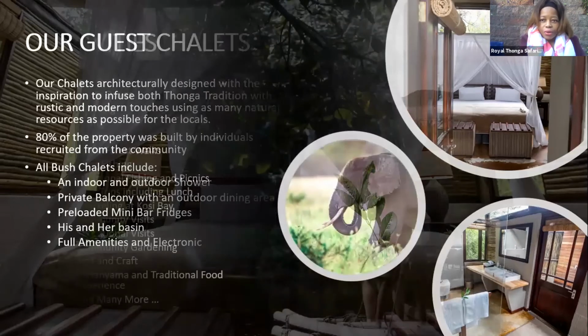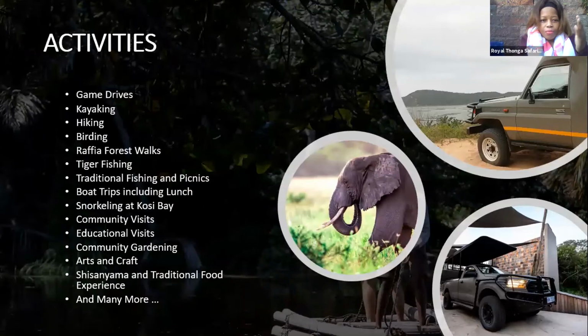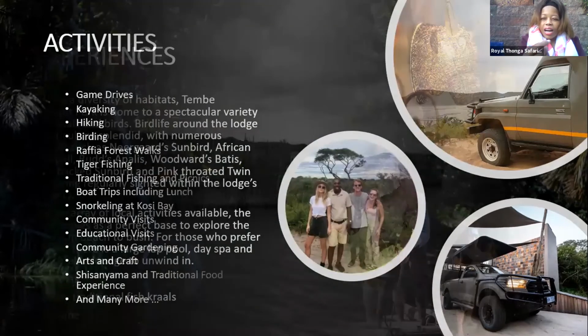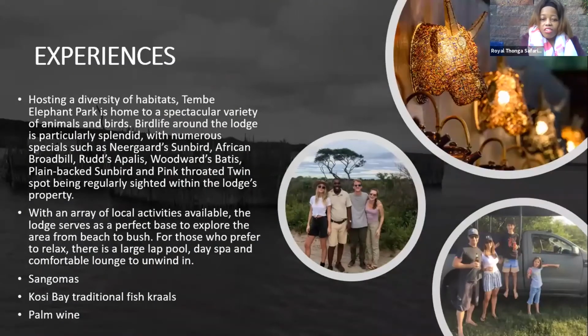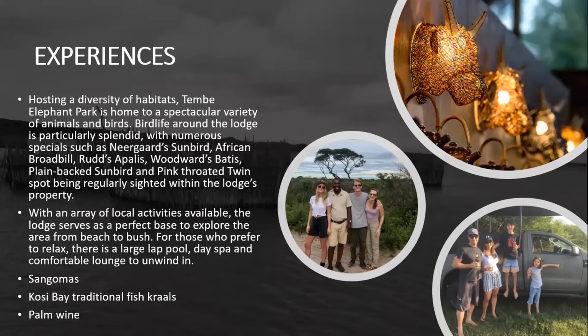So in total, we have, as I mentioned, 36 beds. Activities, we can do game drives, kayaking, hiking, there's birding. You can go to Kosi Bay and enjoy some snorkeling or boat cruises. We have lovely educational visits where you get to learn how to do some beadwork, some crafting, and lovely lala baskets. And then there are also traditional fish kraals where we teach how to fish traditionally, the Tonga style. If you're a fan of palm wine, which is called injemane, you can also learn how to make the palm wine. Since we're in lockdown, surprisingly, that's what many seem to be drawn towards.